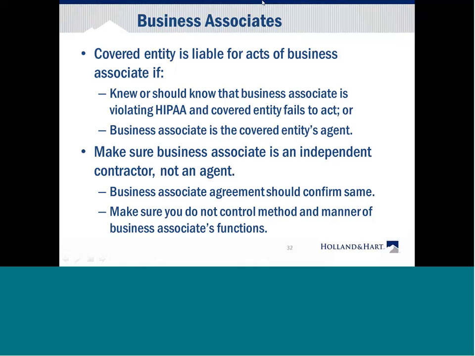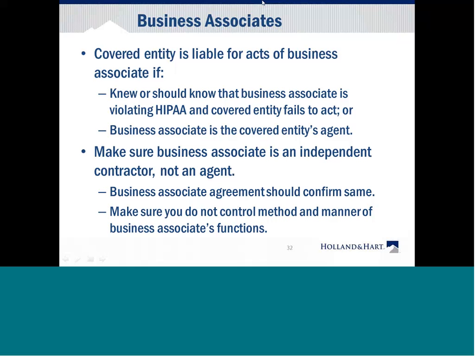The second situation is if that business associate is acting as your agent under the federal common law of agency, meaning that you generally have the right to control them, they're doing everything you do because you're telling them exactly what to do. If they're your agent, then you're vicariously liable for what they do. So you want to make sure your business associate is an independent contractor, not an agent. You're generally not liable for what independent contractors do.